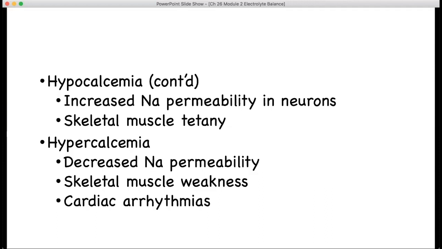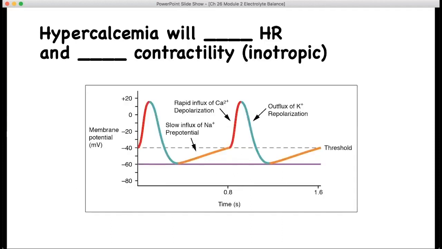Let's take a look at pacemaker potentials in the heart. The rapid depolarization of a pacemaker potential is primarily due to an influx of calcium. Therefore, calcium levels are critical for heart rate. Hypercalcemia will lead to an increase in heart rate. This will be a positive chronotropic factor and an increase in contractility, which is a positive inotropic factor.